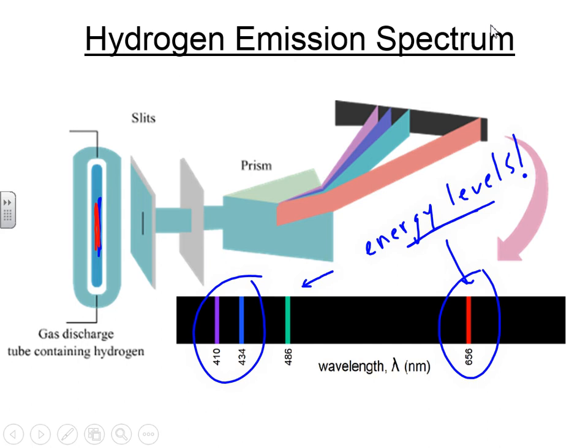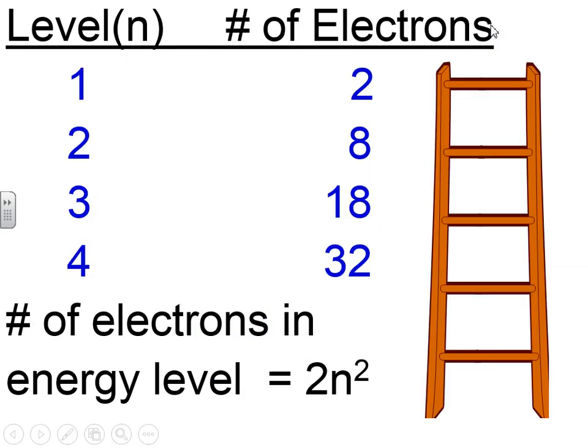The numbers out here are the wavelengths, so this is in nanometers. Wavelength is given in nanometers again. Now, the number of levels is related to the number of electrons. So here, the first level of the atom can hold 2 electrons. The second level can hold 8, the third can hold 18, and the fourth can hold 32.